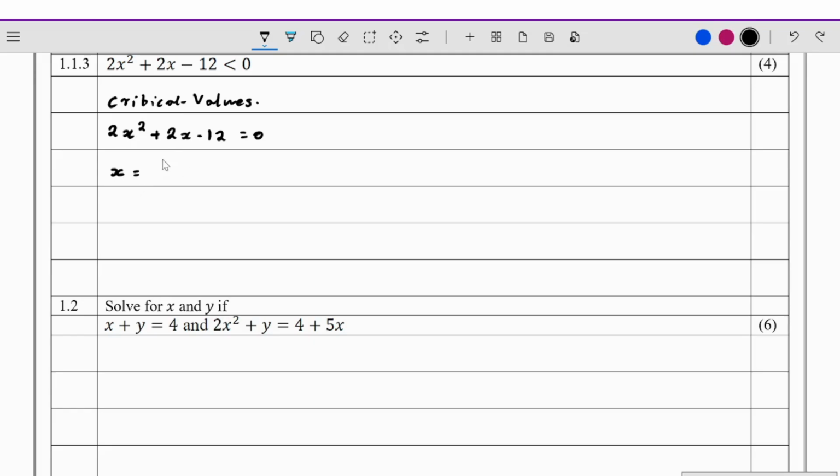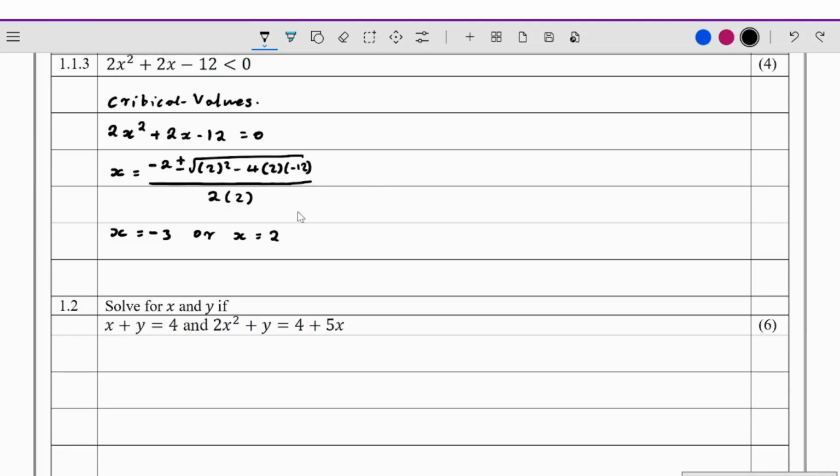So I'm going to go straight into substitution and have my negative 2 plus minus the square root of 2 squared minus 4, a is 2 and then c is negative 12. And then everybody here will be divided by 2 into 2. Then my critical values, if you put them correctly in your calculator, you'll find that the value of x is equal to negative 3, or the value of x here will be equal to 2.